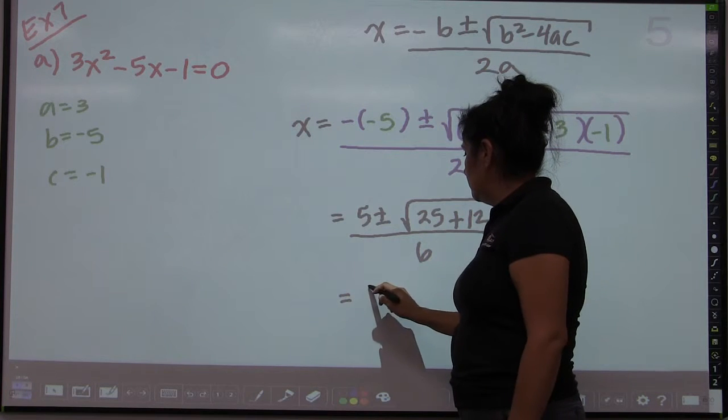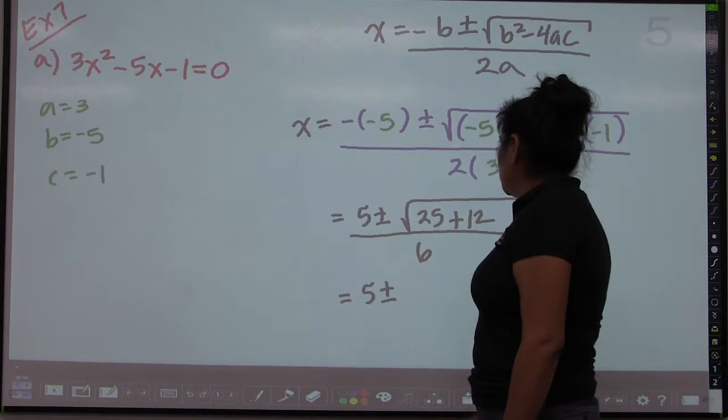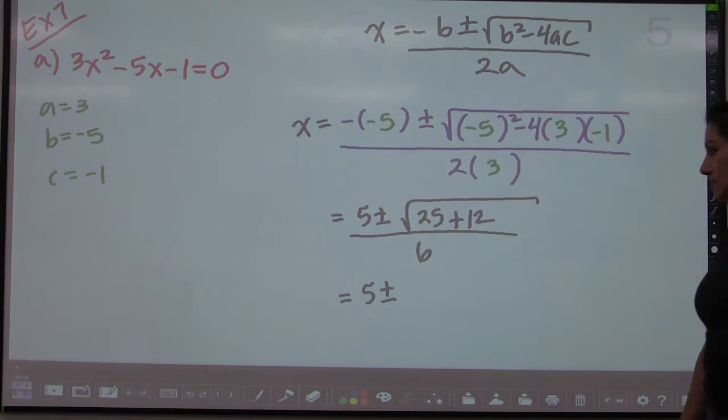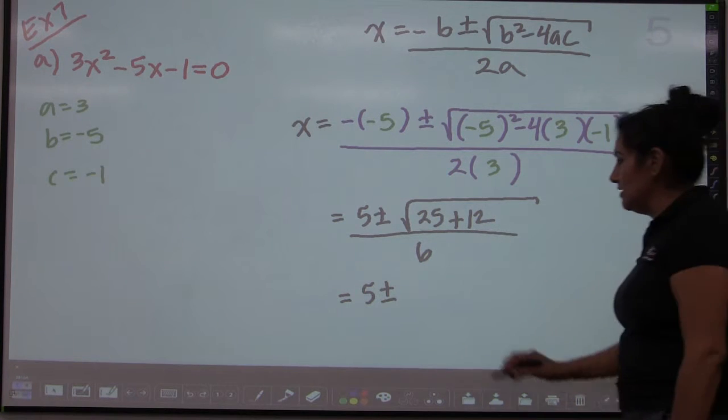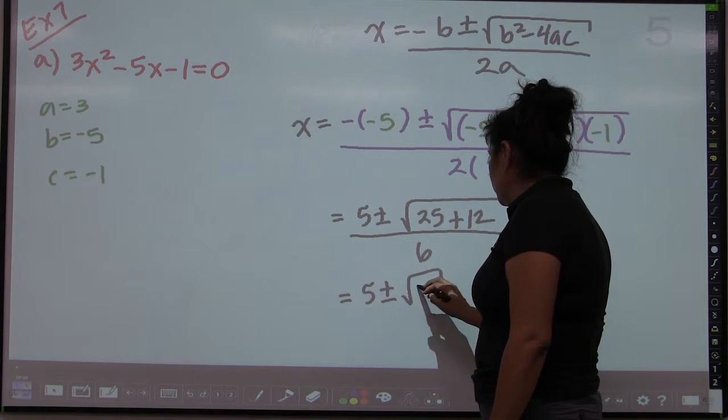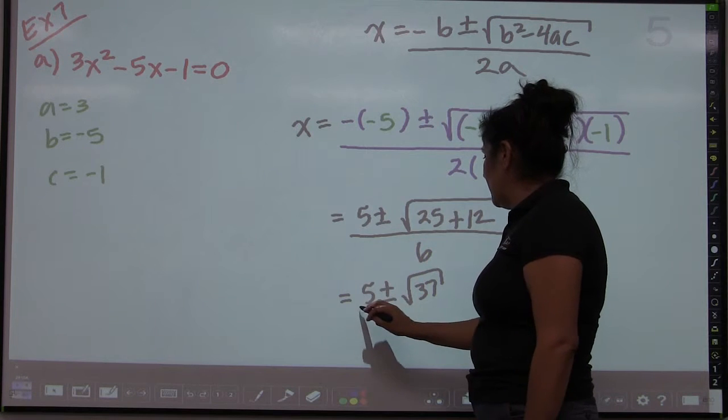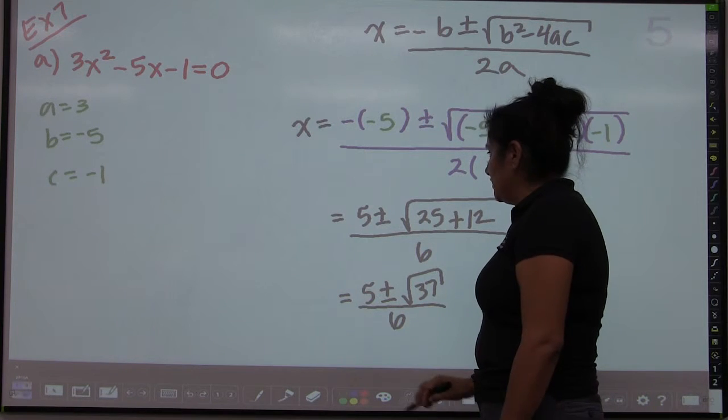What's 25 plus 12? 37. I'm pretty sure 37 is a prime number, so we can't break that down. But that would be your answer.